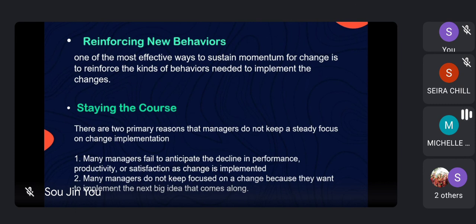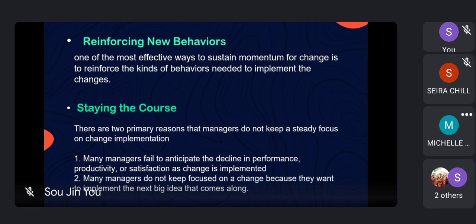There are two primary reasons that managers do not keep a steady focus on change implementation. First is, many managers fail to anticipate decline in performance, productivity, or satisfaction as change implemented. Nagpifail sila kasi hindi nila ina-expect yung pagbabago. Second, many managers do not keep focus on change because they want to implement the next big idea that comes along. Yun, nandito na nga. Nag-i-implement sila sa next idea.